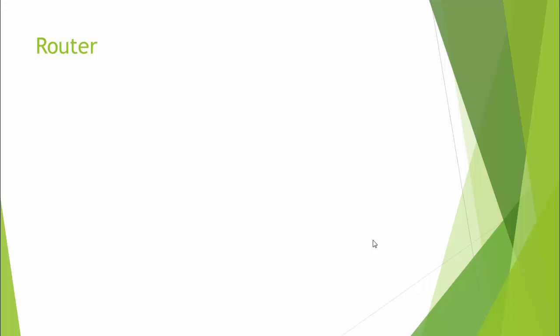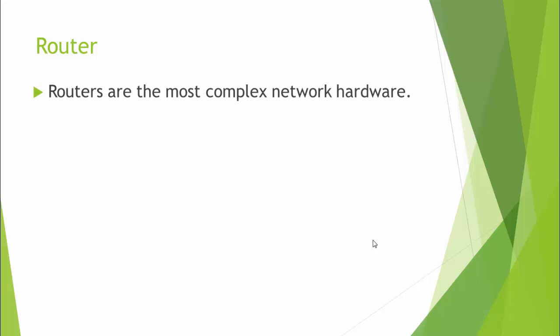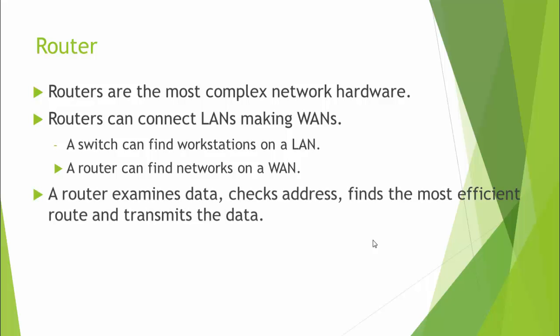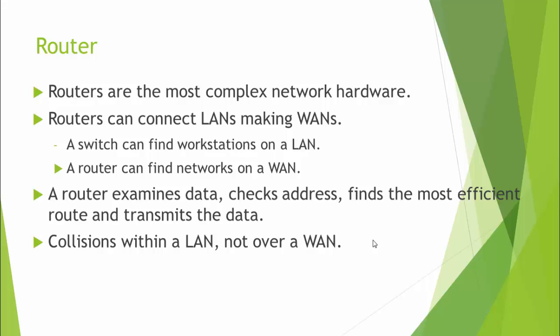Now, there are other options of how to push data through a network. Routers are the most complex network hardware. They can connect LANs together, making WANs. So they can go ahead and locate workstations on a LAN, but they can also find networks on a WAN. The router will examine the data, check the destination address, find the most efficient route through the network, and then transmit the data accordingly. And so this reduces the number of collisions considerably.